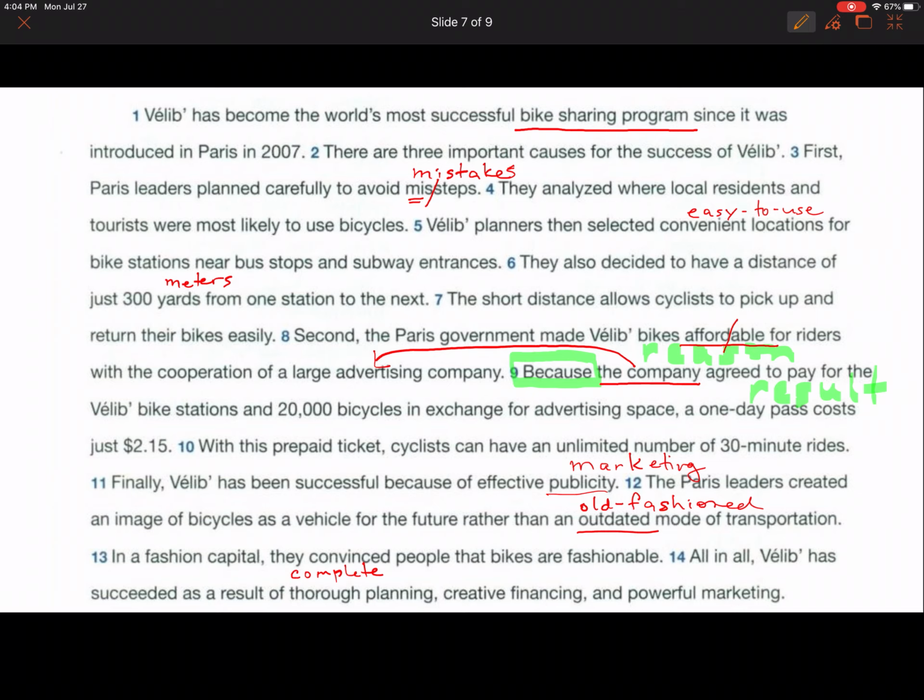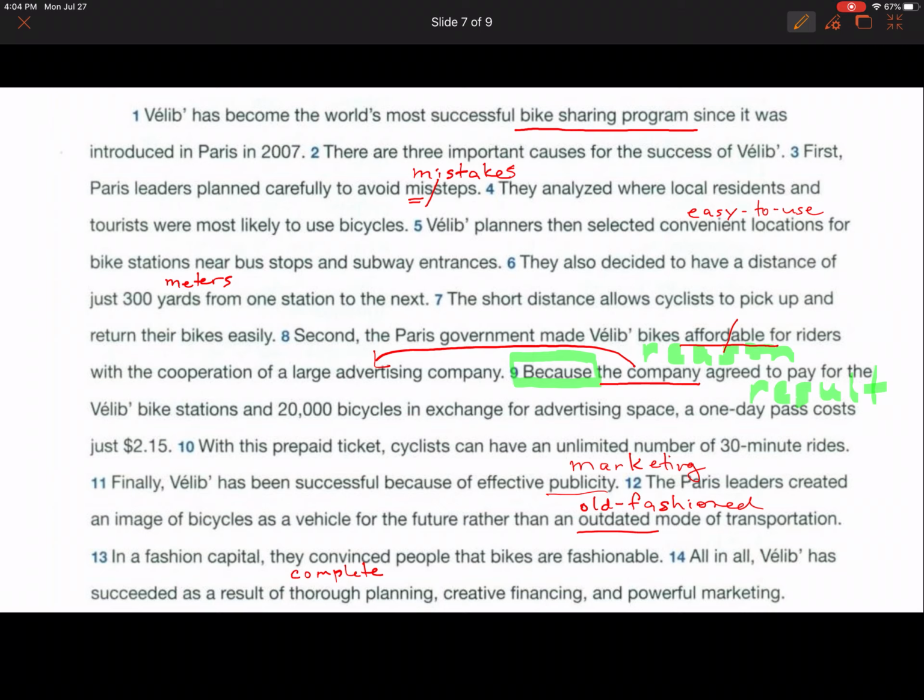They also decided to have a distance of just 300 yards or meters from one station to the next. The short distance allows cyclists to pick up and return their bikes easily. Second, the Paris government made Vélib bikes affordable. What does affordable mean? You can see that if we break the word down, able to afford. So in other words, it's a nice cheap price that people can pay.